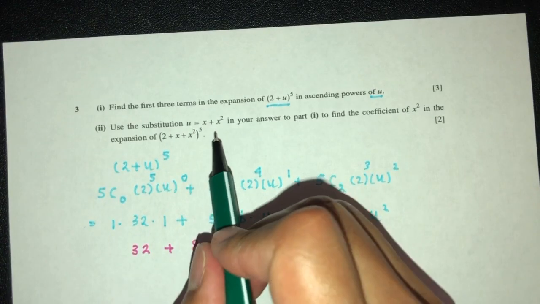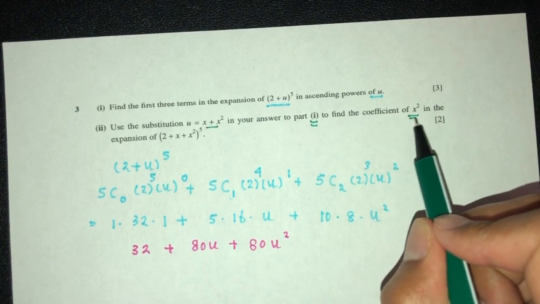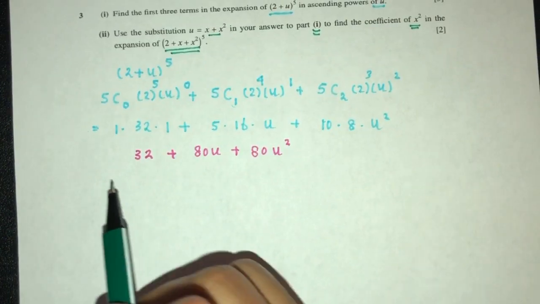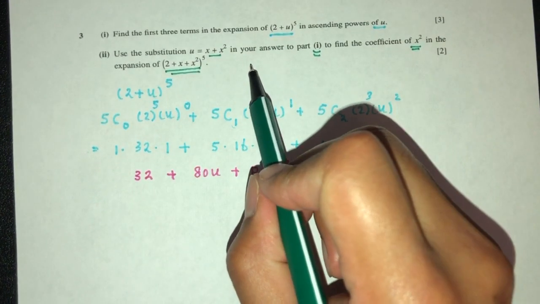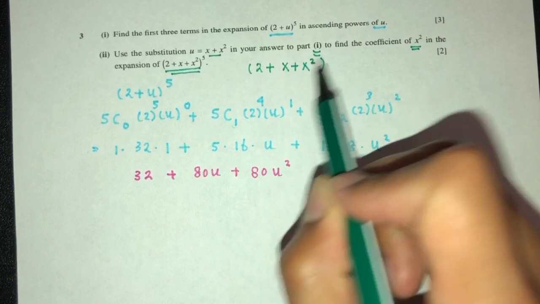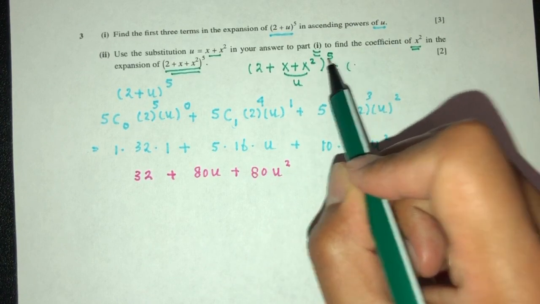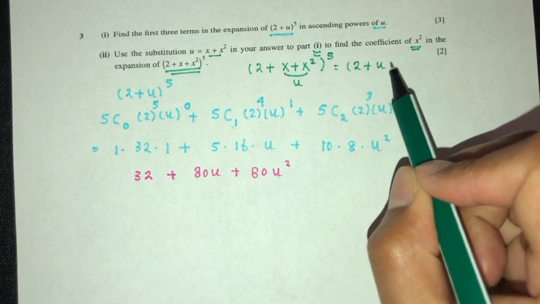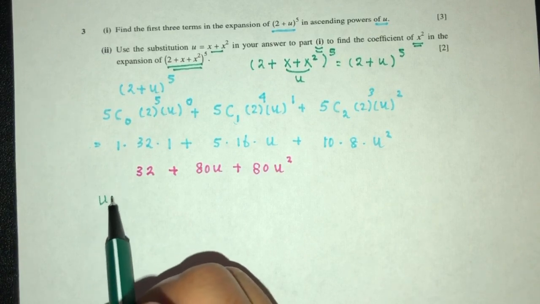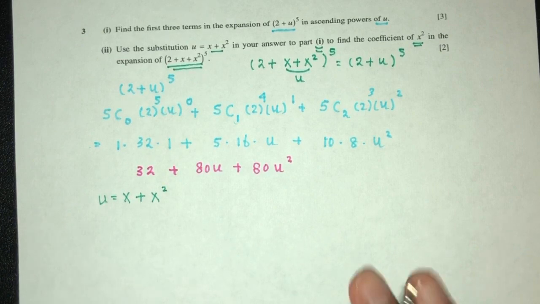Now we have to use this substitution in your answer to part 1 to find the coefficient of x squared in this expansion. Okay, so let's observe what's happening. So the expansion here we have is 2 plus x squared. Now we are saying that this is actually u, so this is the same thing as 2 plus u power 5. So same kind of expansion, right? So we just have to use u equal to x plus x squared. So let's see what happens here.